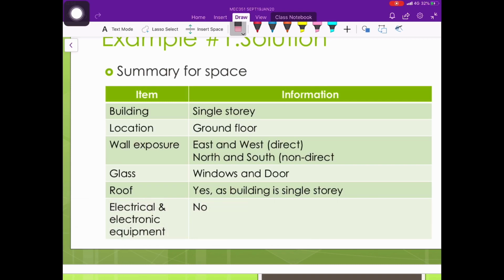For this general office building, we know that glass will be used for the door and also for the windows. Since this is a single-story building, therefore this building will have a roof. For the electrical and electronic equipment, since we don't know about this and it is not given in the question, therefore there will be none.